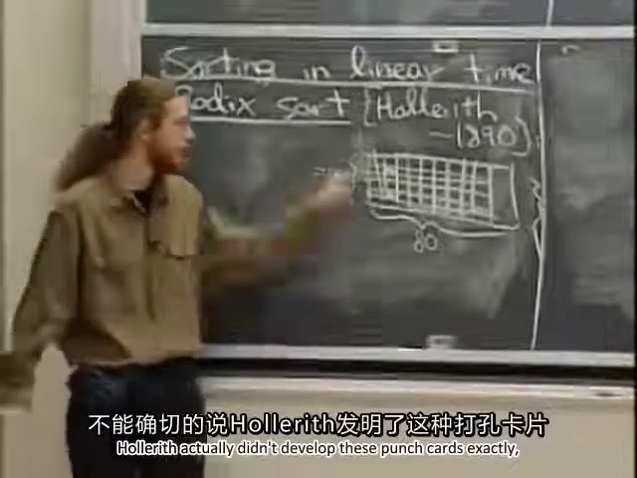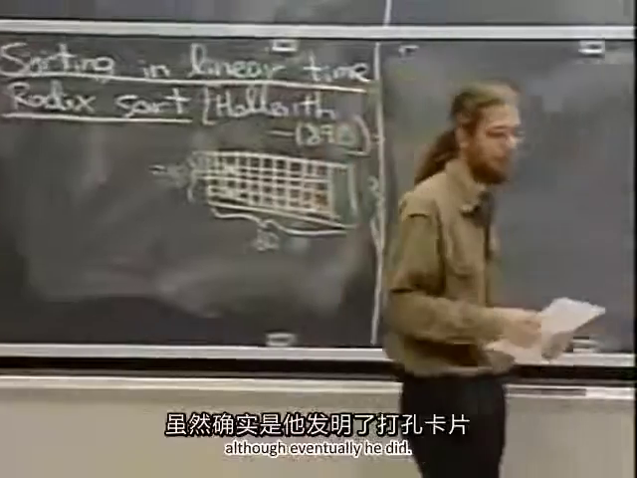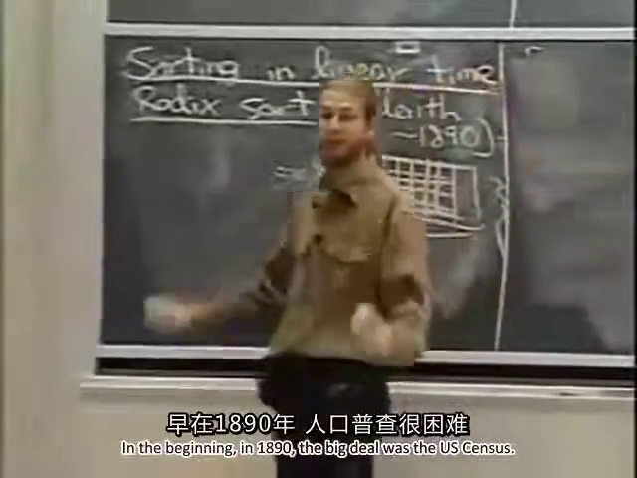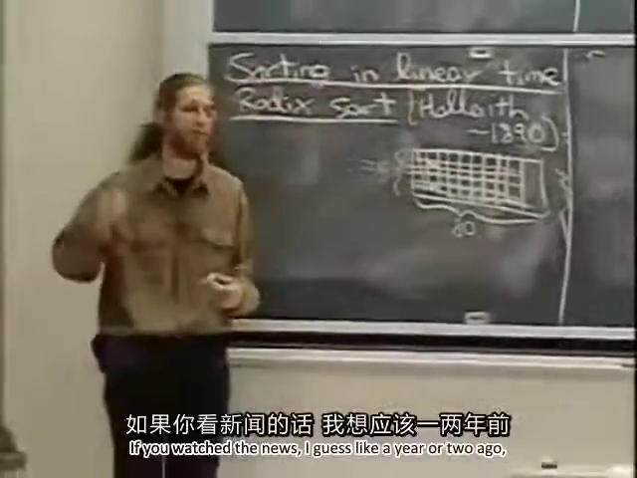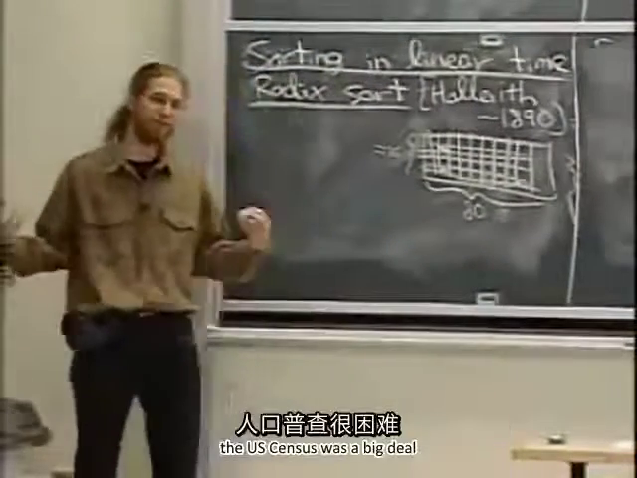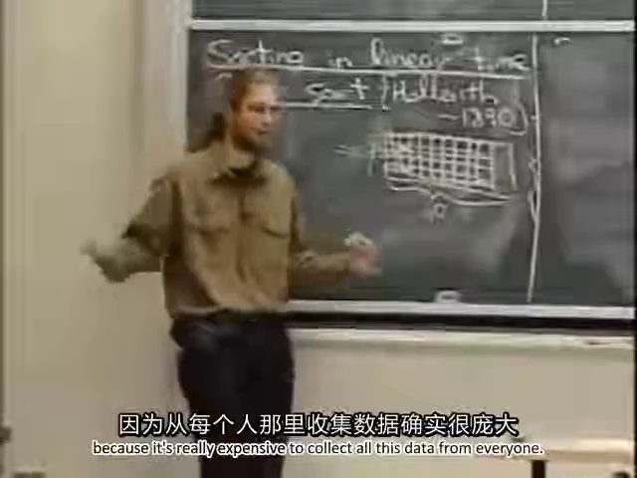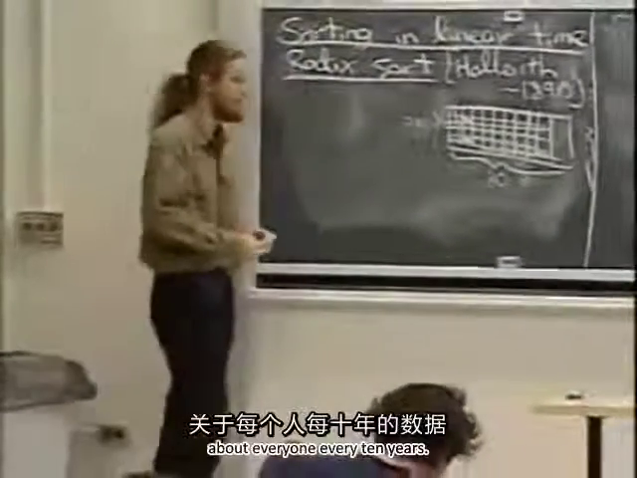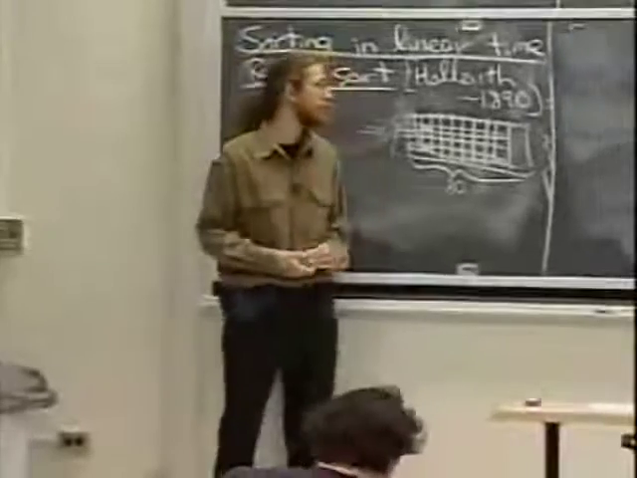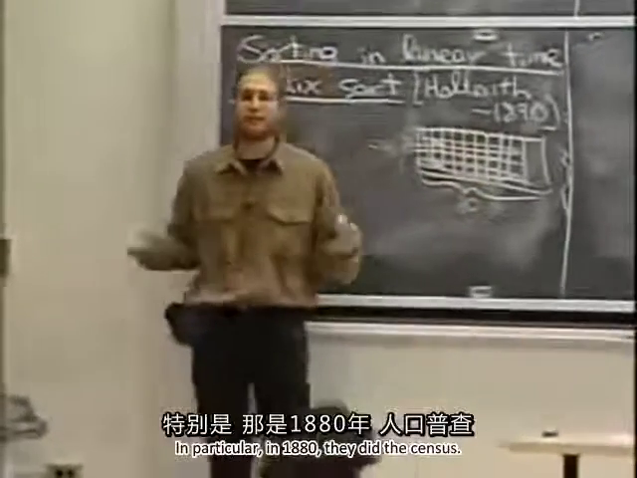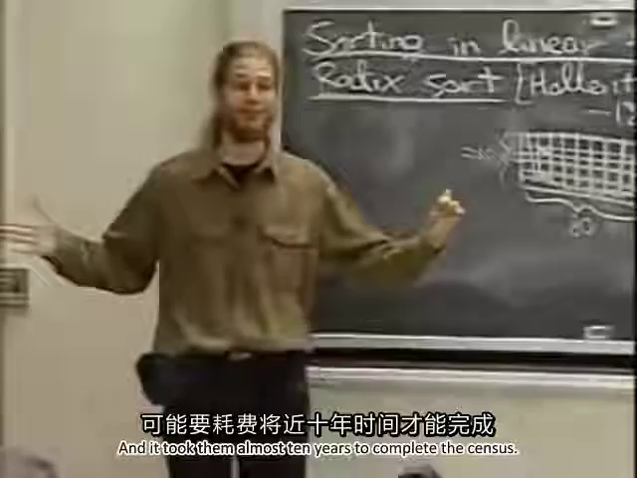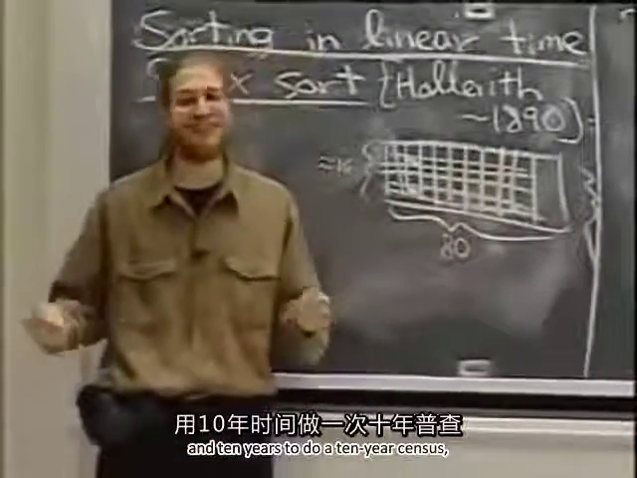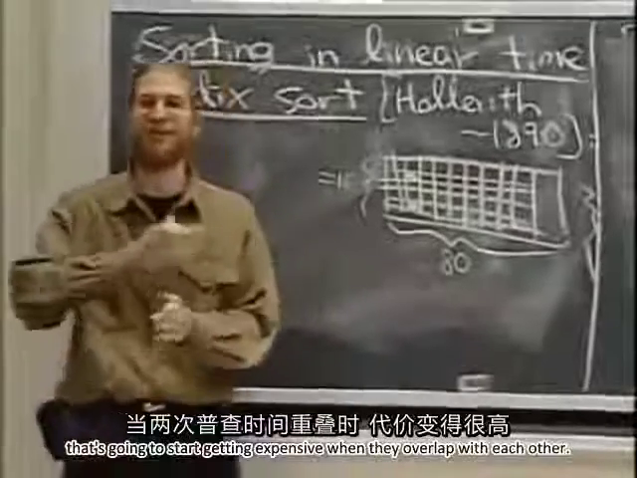So Hollerith actually didn't develop these punch cards exactly, although eventually he did. In the beginning, in 1890, the big deal was the U.S. Census. If you watch the news, a year or two ago, the U.S. Census was a big deal because it's really expensive to collect all this data from everyone. The Constitution says you've got to collect data about everyone every 10 years. And it was getting hard. In 1880, they did the census, and it took them almost 10 years to complete. The population kept going up, and a 10-year census that takes 10 years is going to start getting expensive when they overlap with each other.